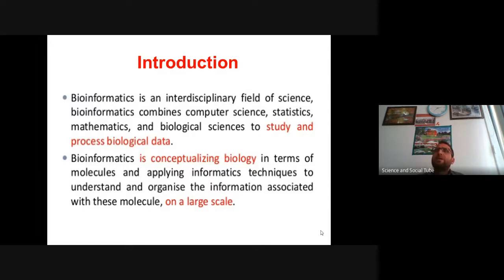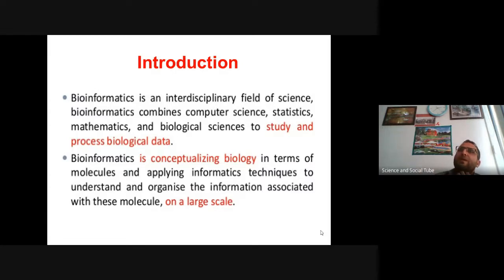So what we can say is that bioinformatics is an interdisciplinary science in which biology is involved. As I already told you, informatics means computer science is involved, and mathematics is involved. When you are talking about software and hardware, there are calculations and algorithms where mathematics plays an important role. But the aim is only to use computer science, statistics or some other fields to study, process or analyze biological data.